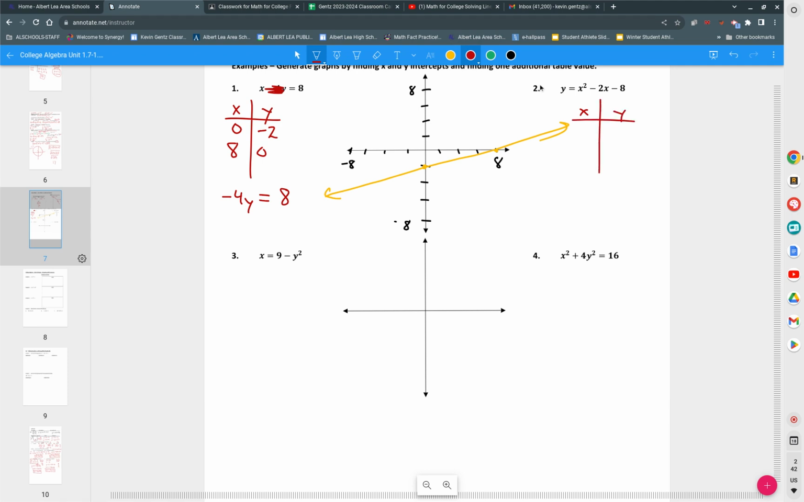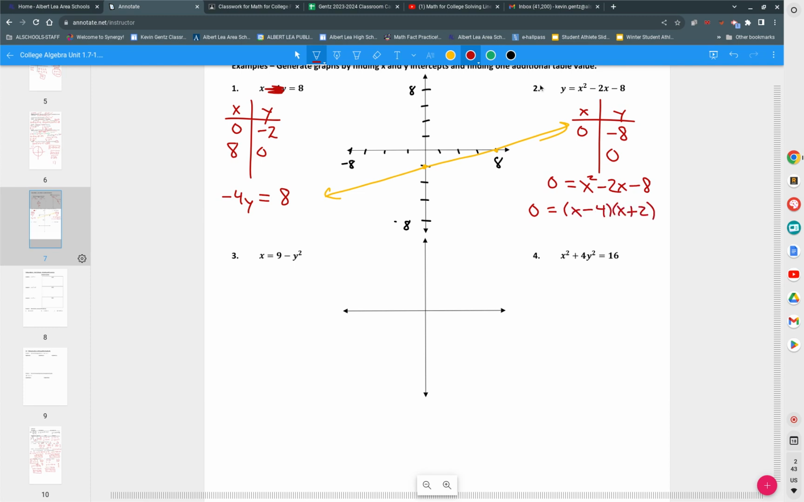Anybody know what shape that makes? It does make a parabola. And so if I plug in 0 for x and 0 for y, that's going to give me some important intercepts. What happens if you plug in 0 for x? You get y is equal to negative 8. Now if I plug in 0 for y, I get 0 is equal to x squared minus 2x minus 8. So how many intercepts will that have? Should have 2. 0 equals x minus 4 times x plus 2.